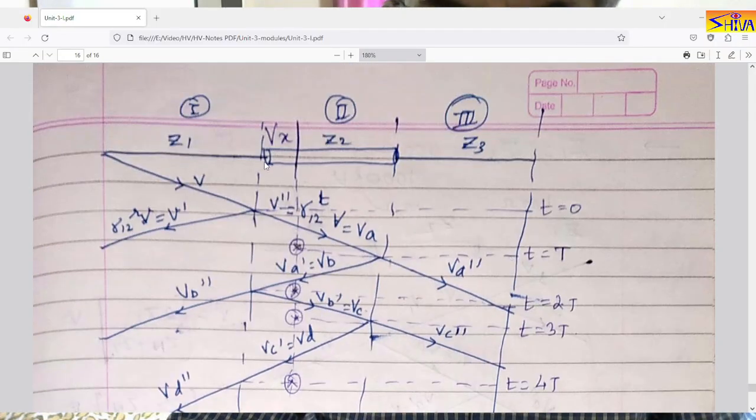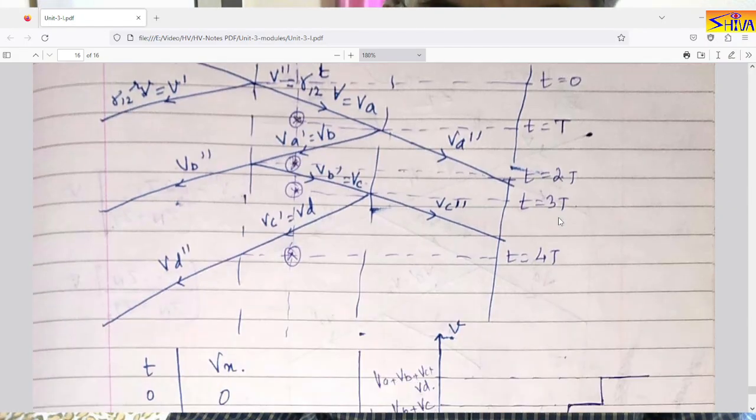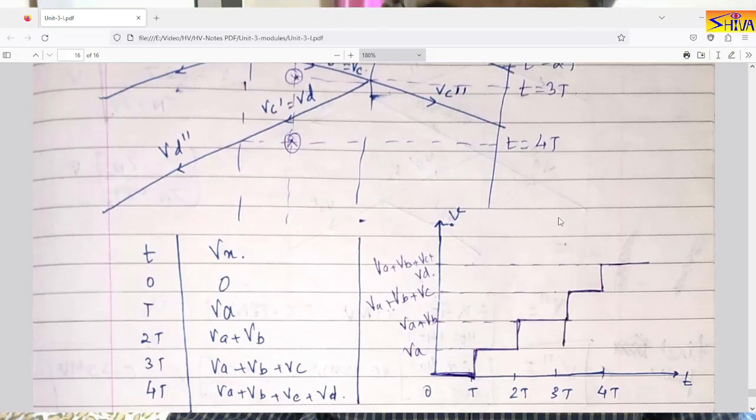Similarly, we can compute the voltage at this junction as well as at this junction at different times, or at any point in this line and in this line at any time. So that is all about Bewley's lattice diagram.